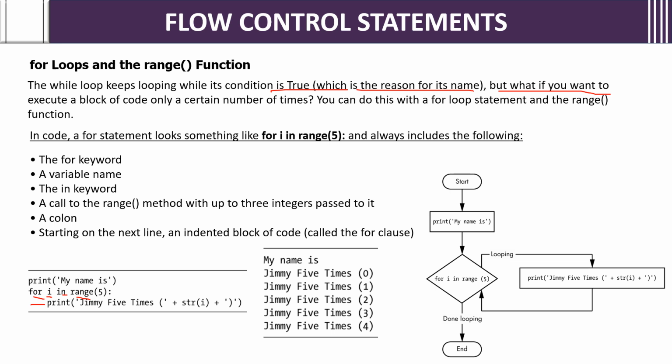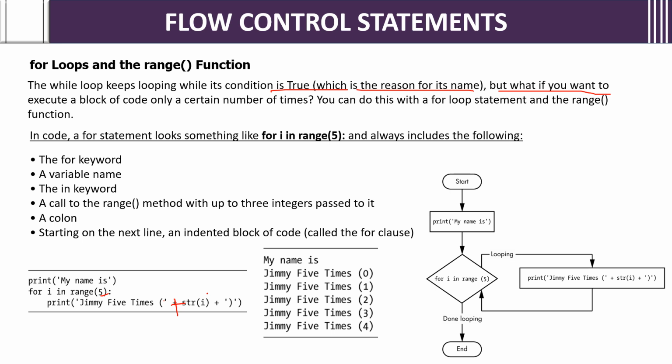The indentation is compulsory for loops, for the statement you want to execute. See, initially you print "my name is", for i in range 5 times. It is going to print Jimmy 5 times, with 0, 1, 2, 3, 4. Why is it giving like that? Jimmy 5 times is a string, plus it is going to add str(i), a string of i. String of i is what? The value of the range, which number. Then plus, close the bracket. So 0, 1, 2, 3, 4. Like that, it gives the number also, showing how many times it is printed.